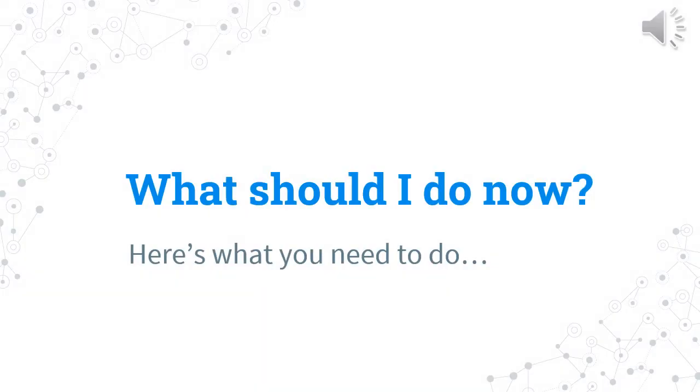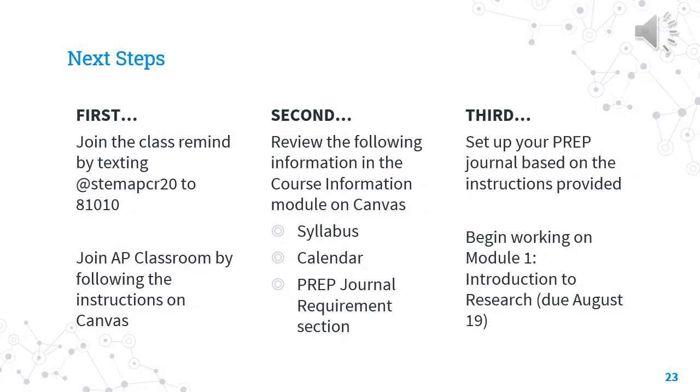Now that we've gone through the brief overview and a discussion of how you'll be graded, let's talk about what you should do now. The first thing you should do, if you haven't already been added to the class, is join the AP Capstone Research Remind by texting STEM APCR20 to 81010. You should also join AP Classroom by following the instructions on Canvas with the code provided.